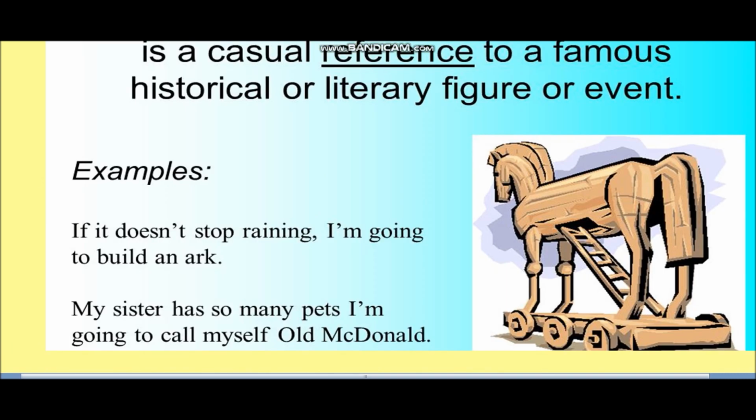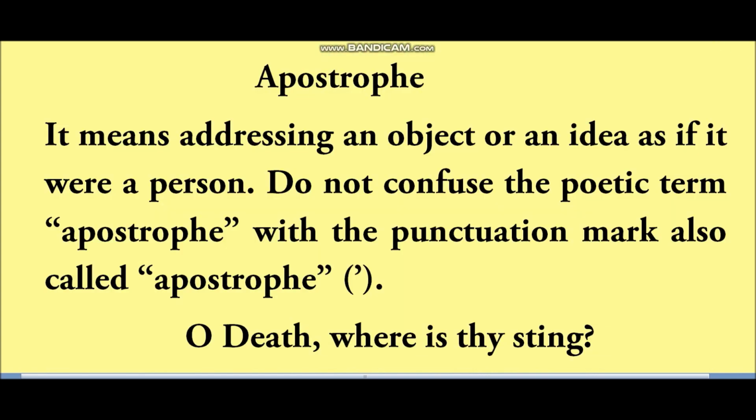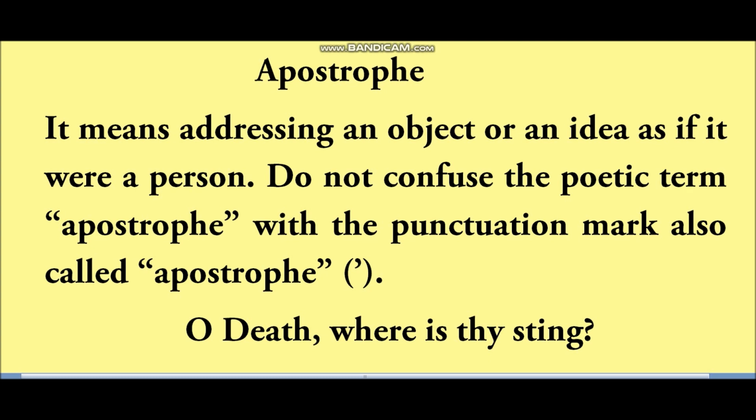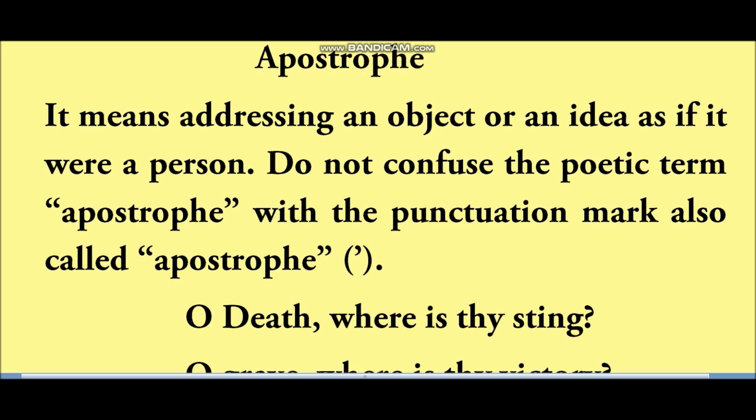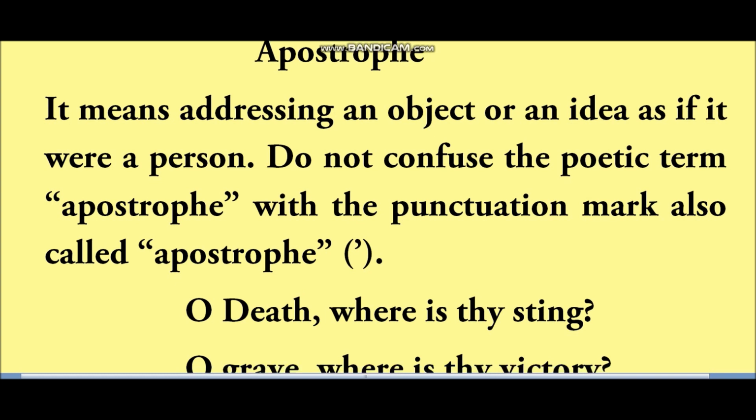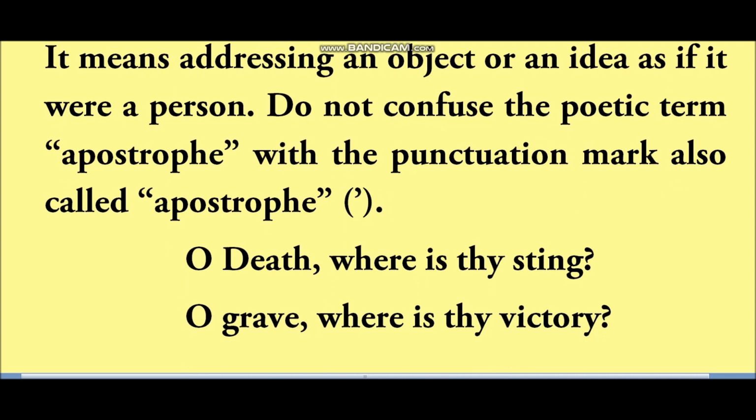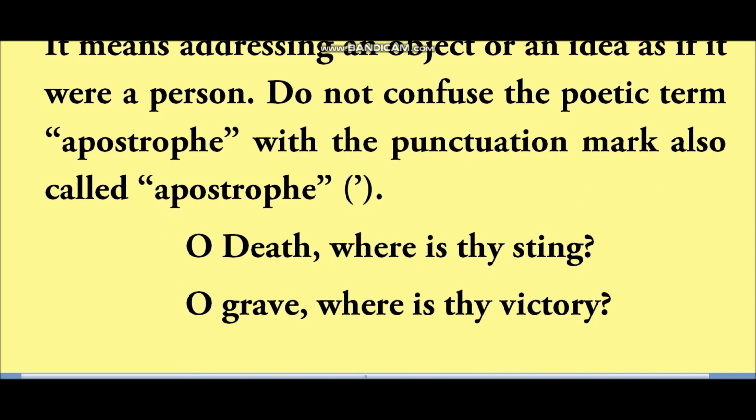If it doesn't stop raining, I'm going to build an ark. Another example, my sister has so many pets, I'm going to call myself Old MacDonald. Next one is apostrophe. It means addressing an object or an idea as if it were a person. Do not confuse the poetic term apostrophe with the punctuation mark also called apostrophe. Let us see one example.